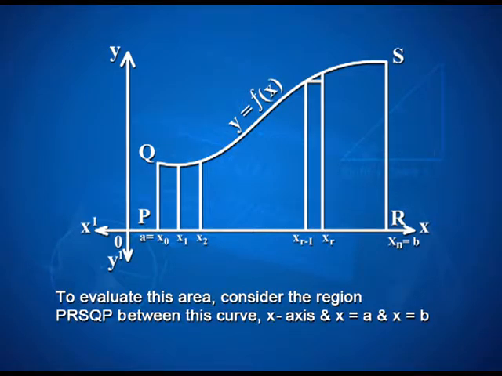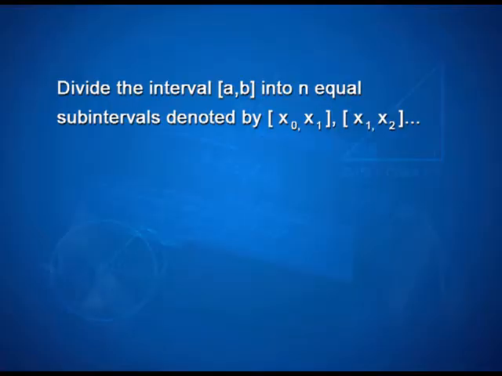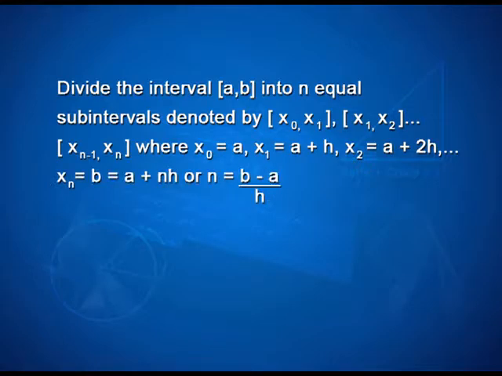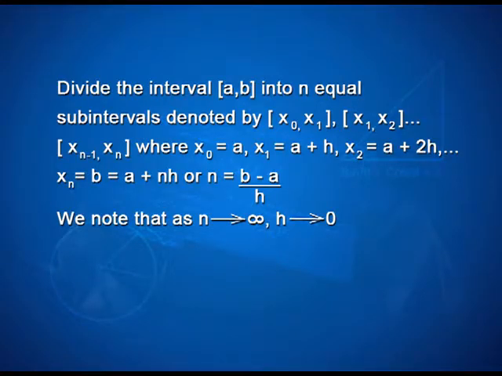To evaluate this area, consider the region PRSQP between this curve, the x axis, and x = a and x = b. Divide the interval [a, b] into n equal subintervals denoted by x0, x1, x2, ..., xn-1, xn, where x0 = a, x1 = a + h, x2 = a + 2h, xn = b, that is b = a + nh, or n = (b - a)/h. We note that as n tends to infinity, h tends to 0.